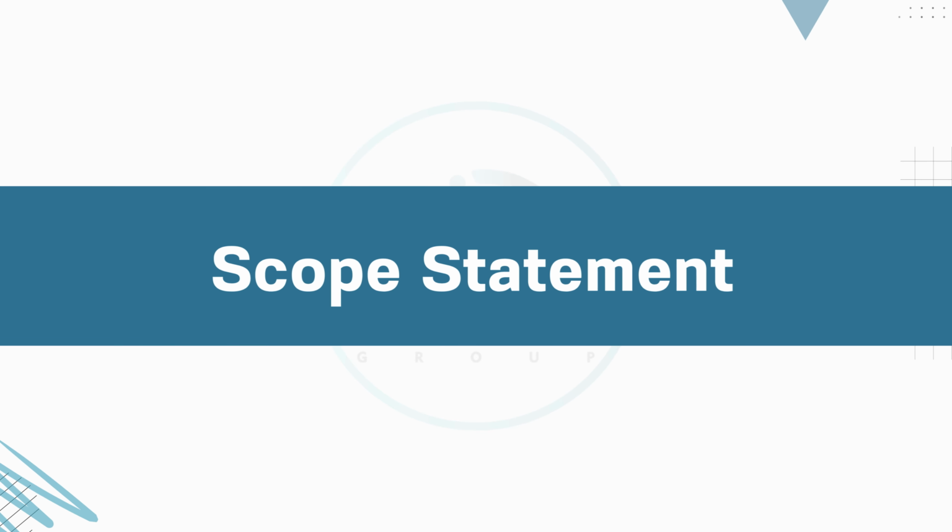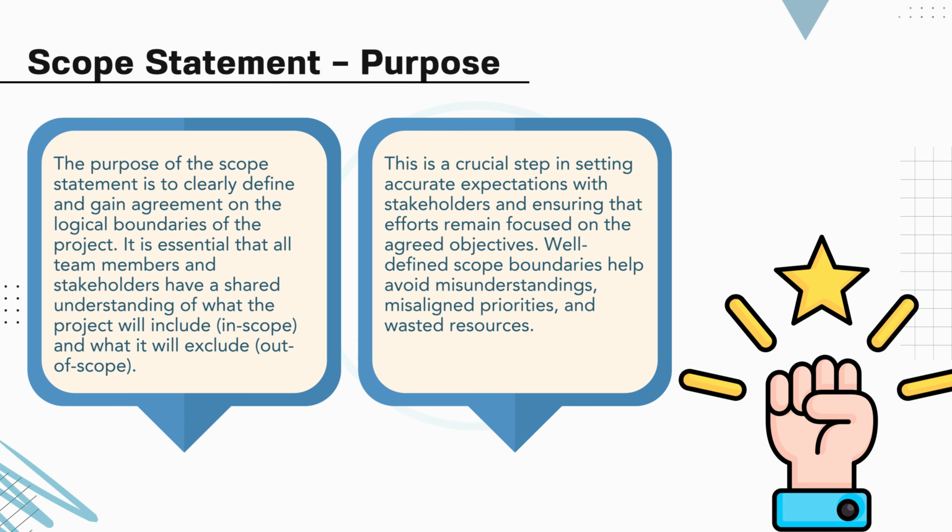Scope statement. The scope statement plays a critical role in project planning. Its main purpose is to clearly define the boundaries of the project, what is in scope and what is out of scope. This clarity is important for several reasons.